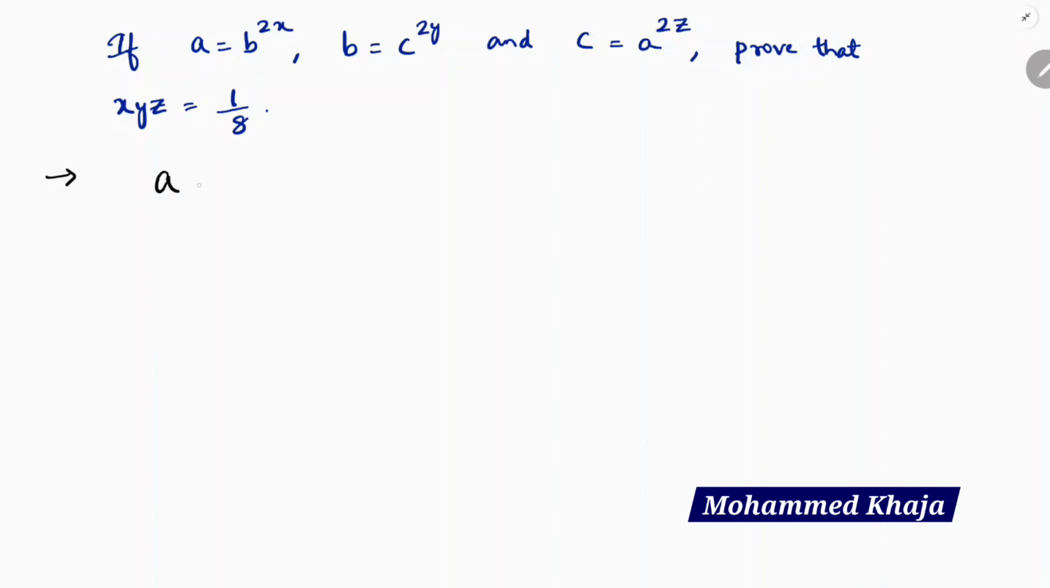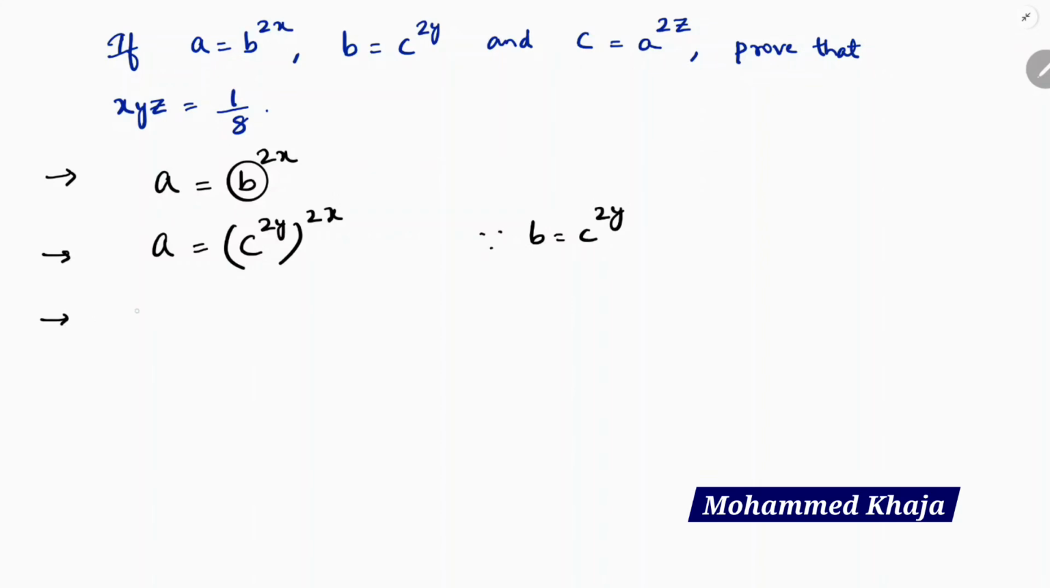So I'll take here a equals b power 2x. Now a equals, so the value of b is c power 2y whole power 2x, because b is c power 2y. Next, if I simplify one step, c power 2 into 2, 4xy. Now a equals c; the value of c here is a power 2z.